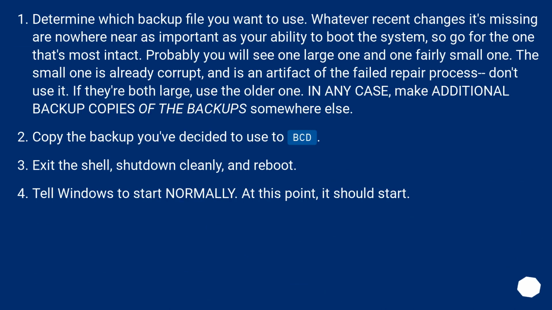Determine which backup file you want to use. Whatever recent changes it's missing are nowhere near as important as your ability to boot the system, so go for the one that's most intact. Probably you will see one large one and one fairly small one. The small one is already corrupt, and is an artifact of the failed repair process. Don't use it. If they're both large, use the older one.